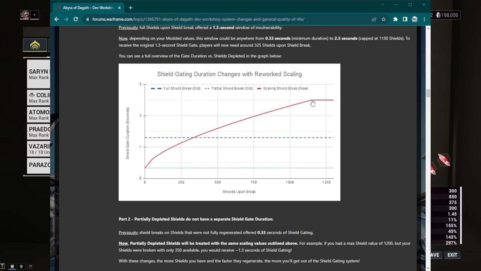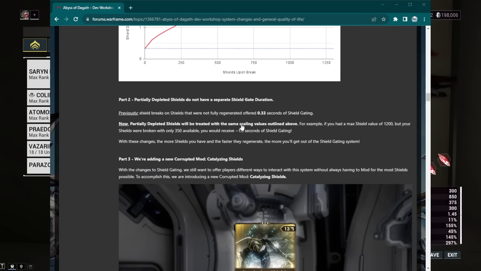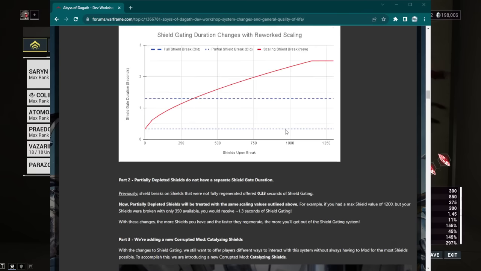That's why, like I said earlier, Pillage is going to be really great for that. Maybe Mag, maybe Protea, Harrow, etc. So keep an eye out for shield gating meta changes when this actually comes out. Another part: partially depleted shields do not have a separate shield gate duration. So it was very feast or famine before.